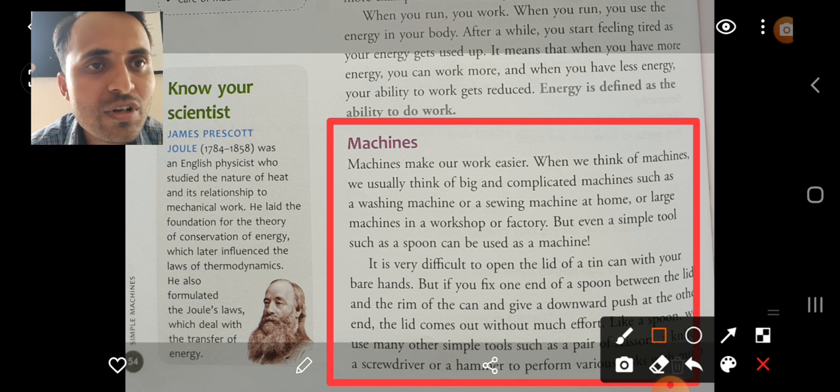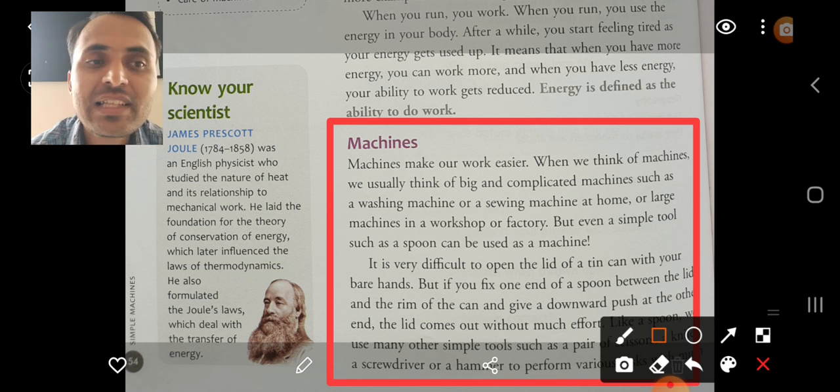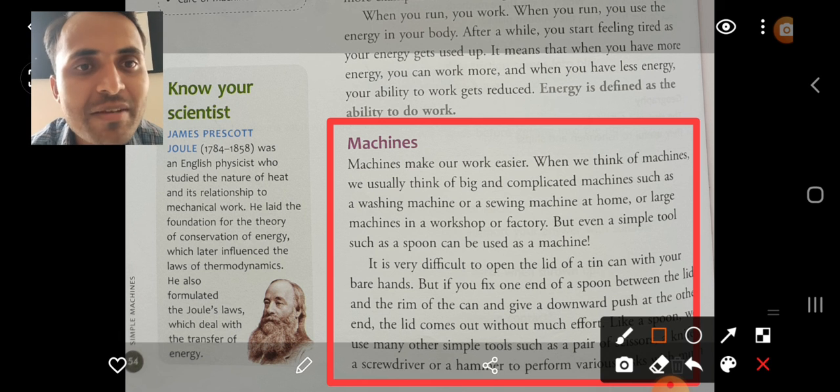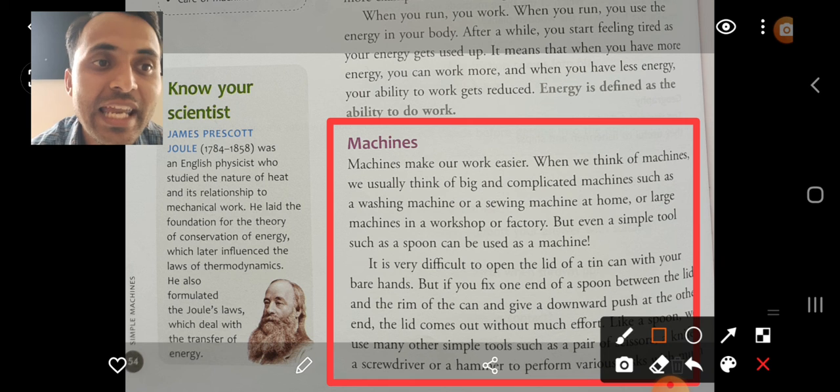Okay, so a machine is a mechanical equipment. It is very difficult to open the lid of a tin can with your bare hands, because with hands we cannot apply sufficient force. So for that purpose we have to use a simple machine, and the name of that simple machine is the bottle opener, or you can use a spoon to open the lid of any can.